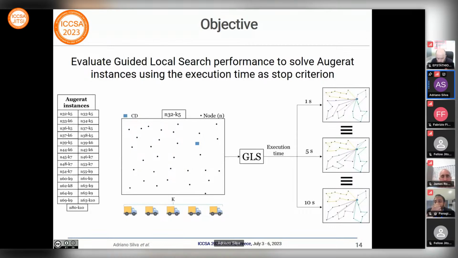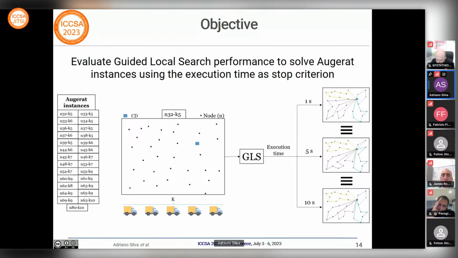So with all of this in mind, the goal of the present study was to evaluate the capacity of guided local search, a meta-heuristic algorithm available in the open source OR-Tools, to solve the capacitated vehicle routing problem, considering execution times from 1 to 10 seconds as a stop criterion. Now, another long run of 6 minutes was also performed for comparison with the results obtained previously.